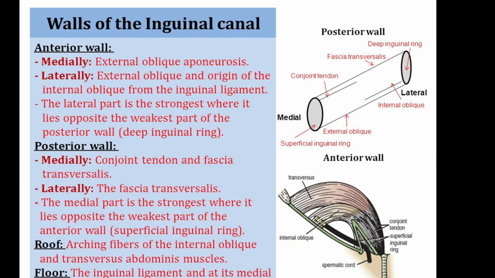Posterior wall of the inguinal canal: medially, conjoined tendon and fascia transversalis; laterally, the fascia transversalis. The medial part is the strongest, where it lies opposite the weakest part of the anterior wall, the superficial inguinal ring. Roof: arching fibers of the internal oblique and transversus abdominis muscles. Floor: the inguinal ligament, and at its medial end, the lacunar ligament.